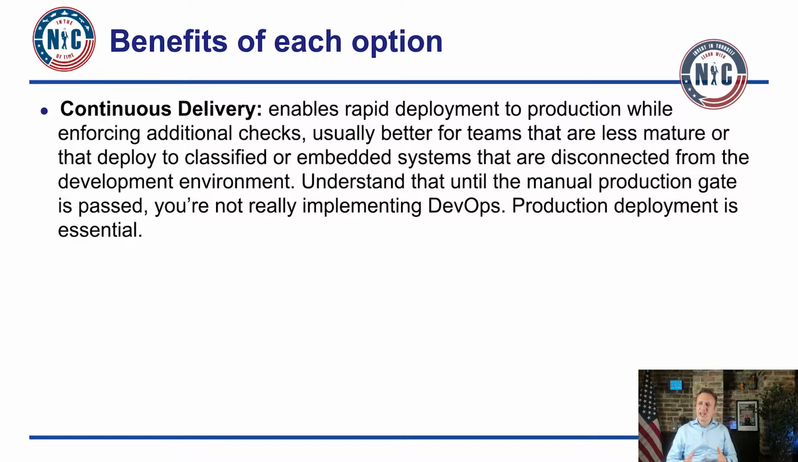You need to understand that until the manual production gate is passed, you're not really implementing DevOps. Deploying to a lab or to a staging environment is not DevOps. You must deploy to production to get the rapid feedback from your end user. So you're fooling yourself if you're just stopping at the staging stage and not deploying to production often.